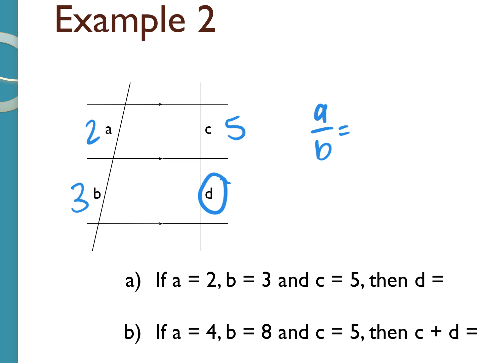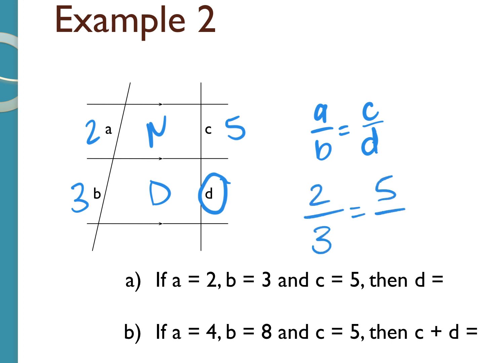A over B equals C over D. That's going to be our proportion. Remember, numerator, denominator. And we're going to say, okay, A over B, which is 2 over 3, is going to be equal to 5 over x. Cool?